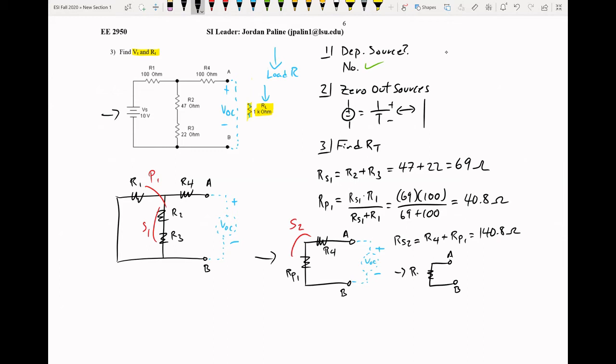R series 2, VOC plus minus. We see we have one resistor left, so our equivalent is equal to 140.8 ohms. Therefore, our R Thevenin is equal to 140.8 ohms.